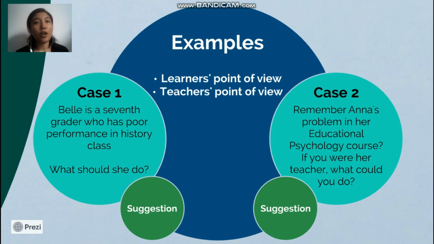We will start from the first case. Belle is a 7th grader who has poor performance in history class. What should she do? Here is our suggestion.